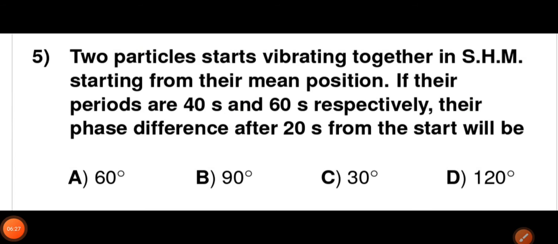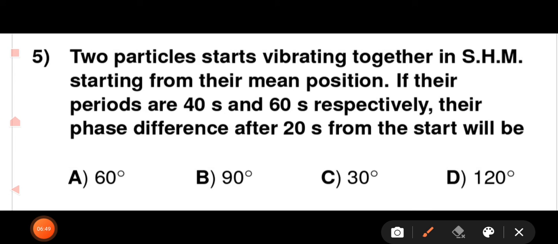Now we'll move to question number 5. Two particles start vibrating together in SHM starting from their mean position. If the periods are 40 seconds and 60 seconds respectively, their phase difference after 20 seconds from the start will be: option A 60 degree, option B 90 degree, option C 30 degree, option D 120 degree. Friends, in this question the periods 40 seconds and 60 seconds are very important, and again the phase difference after 20 seconds, this is also very important.